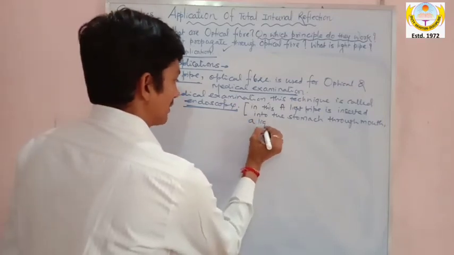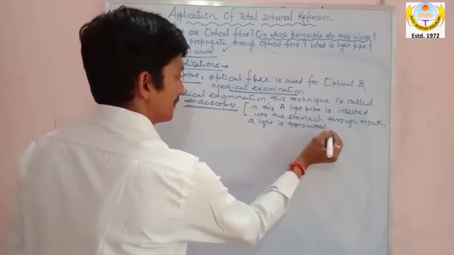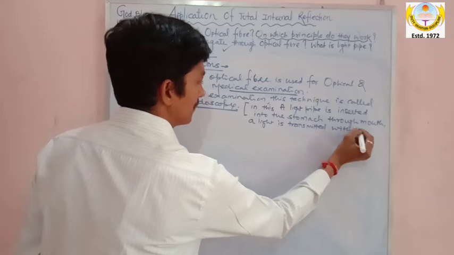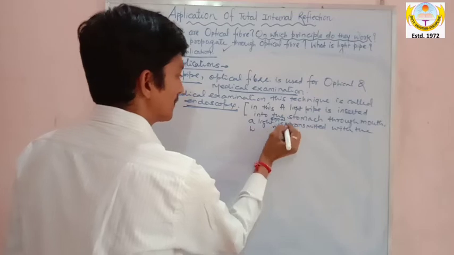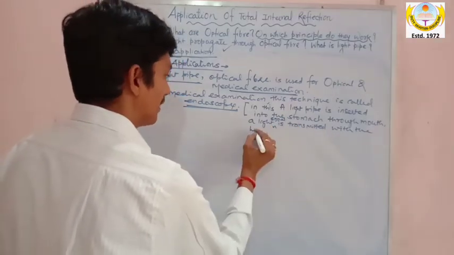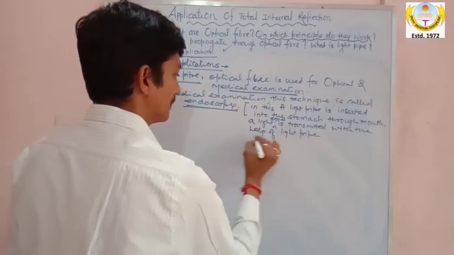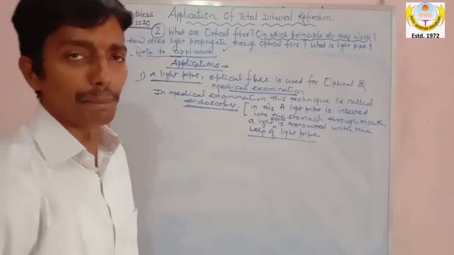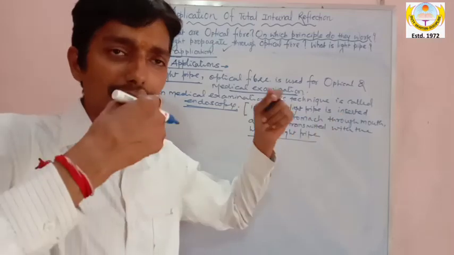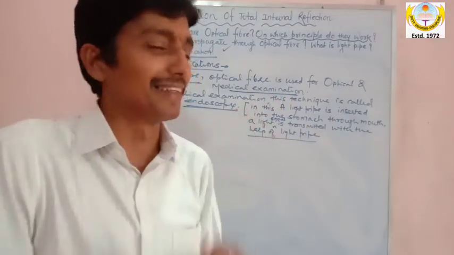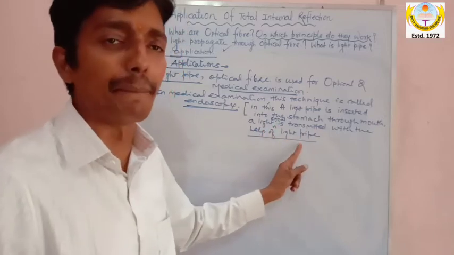A light signal is transmitted with the help of the light pipe. Simple. What did I do? A light pipe is inserted into the stomach through the mouth. First I entered it into the stomach through the mouth, that is why it has to bend. And a light signal is transmitted with the help of the light pipe.